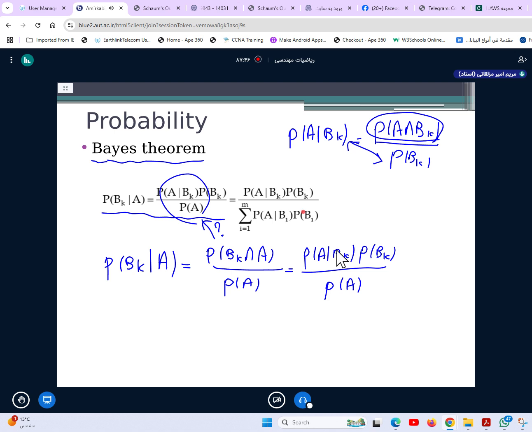What is this formula? If you compare these two formulas, you can see that the numerator is equal, but the denominator is different. In this formula, we have this equation instead of the probability of A. Is it correct? Can you say why we can replace the probability of A with this summation?